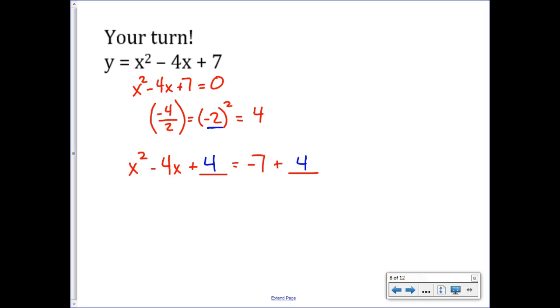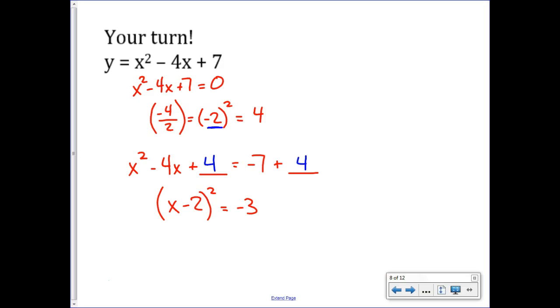And remember, what's inside here is always what we factored to. So x minus 2 quantity squared is equal to negative 7 plus 4, which is negative 3.